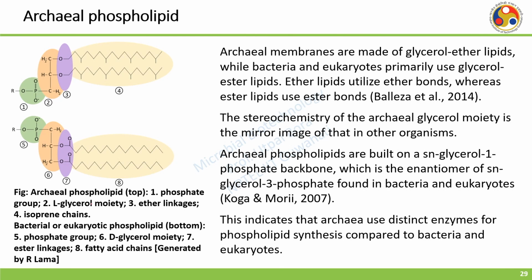So, in this figure we can see the archaeal phospholipid: one, the phosphate group; two, the L-glycerol moiety; three, the ether linkages; and four, the isoprene chains. Then in the bacterial or eukaryotic phospholipid in the bottom figure we can see number five, the phosphate group; the D-glycerol moiety, number six; the ester linkage, number seven; and the fatty acid chain, number eight.